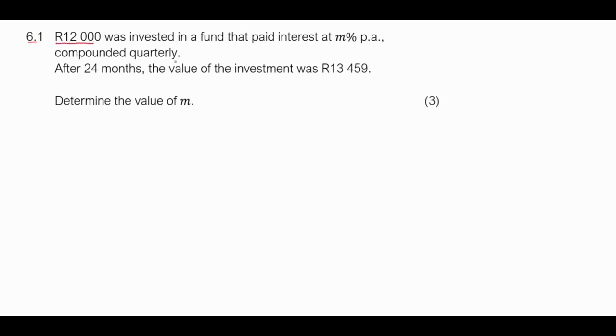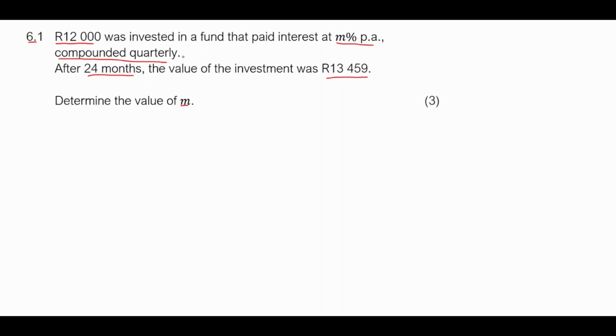12,000 was invested in a fund that paid M% per annum, compounded quarterly. After 24 months, the value of the investment was 13,459. Determine the value of M. So we want to find the value of M.